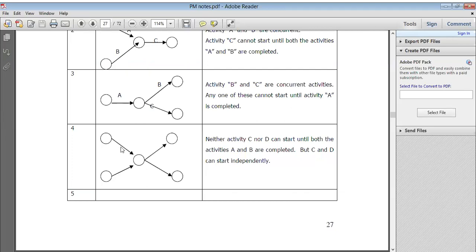In the fourth, it gives you an indication of who starts first, right? Neither activity C nor D can start until both activities A and B are completed, but C and D can start independently, right? So what we learn from that is, if A and B are not completed, they don't start, but C and D have time because they prepare what kind of activity they want to do. When A and B are completed, then they will start their activities and finish before time or on time, whatever time they have decided.